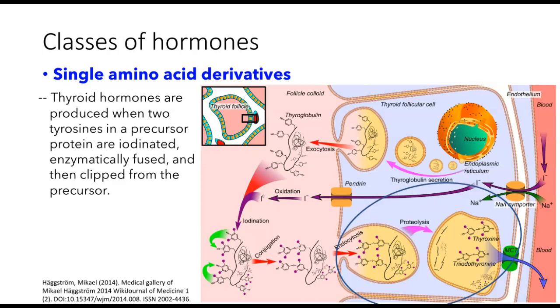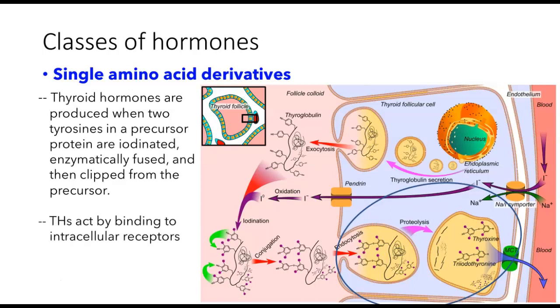What happens is that the 2 iodinated tyrosine molecules, the thyroid hormones themselves, get clipped away from the rest of the protein. The bulk of the protein is completely discarded. It gets broken down, and the thyroid hormone then is released into the bloodstream. Thyroid hormone is unusual in another way. Even though it has a carrier protein in order to help it pass through the membranes, it's going to bind to intracellular receptors.